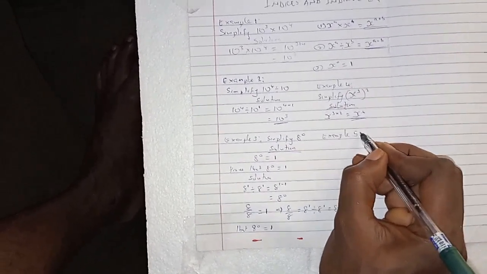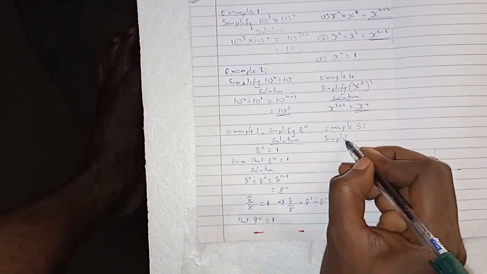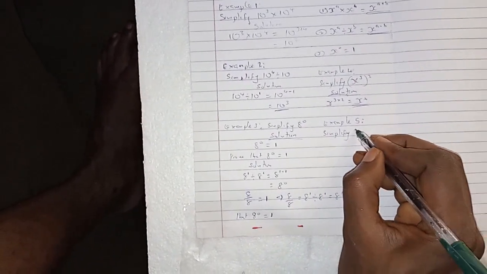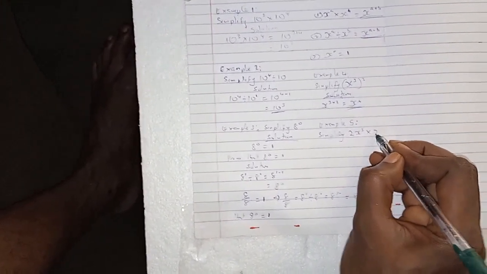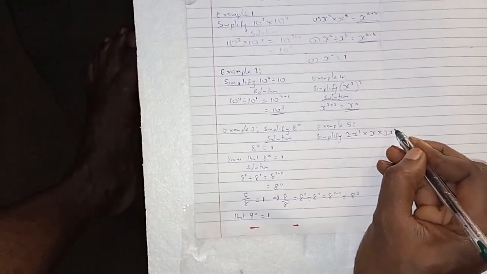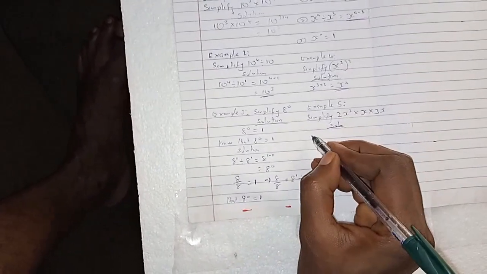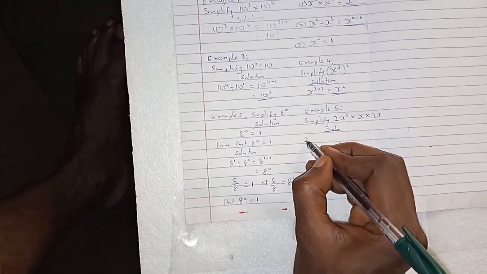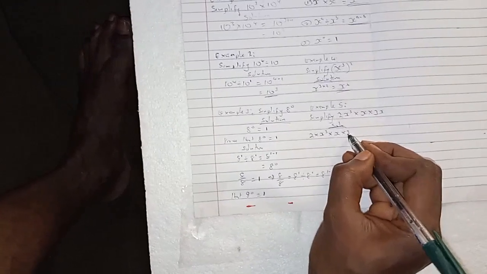Example 5. Simplify 2x raised to the power of 3 times 3x. Solution. We split it: 2 times x raised to the power of 3 times 3 times x.